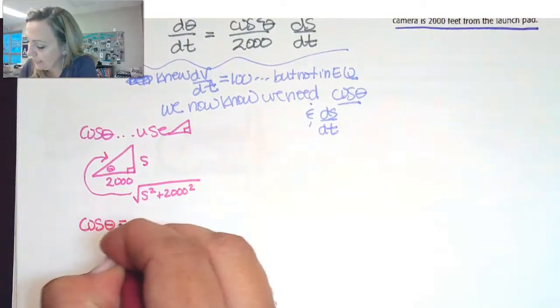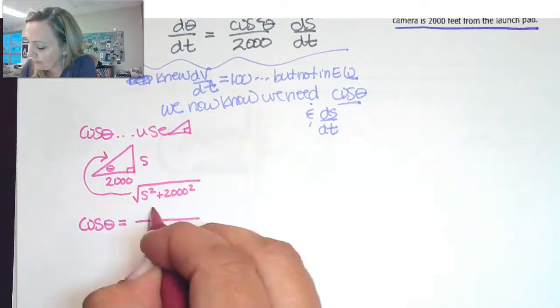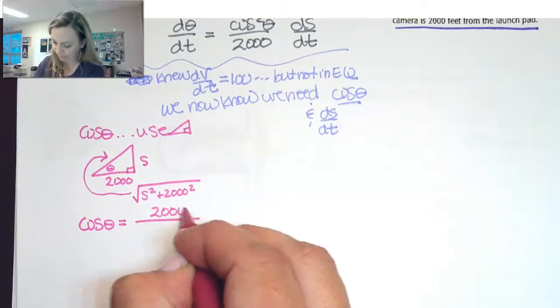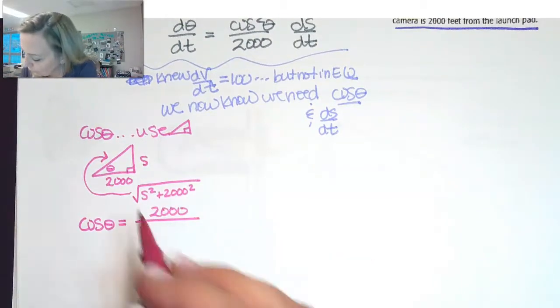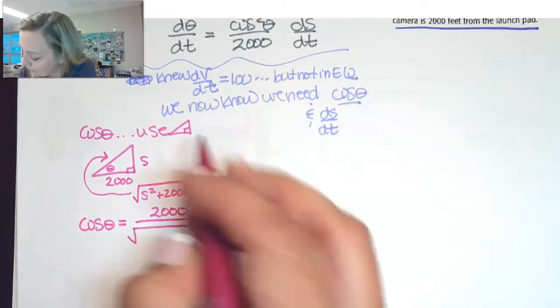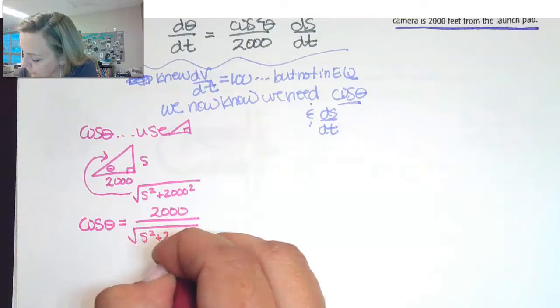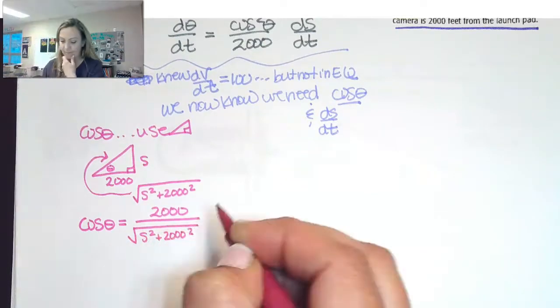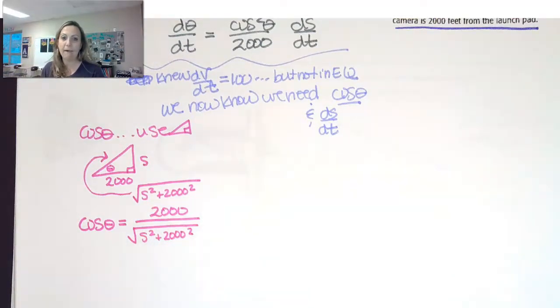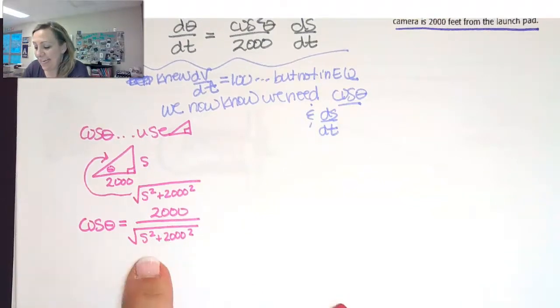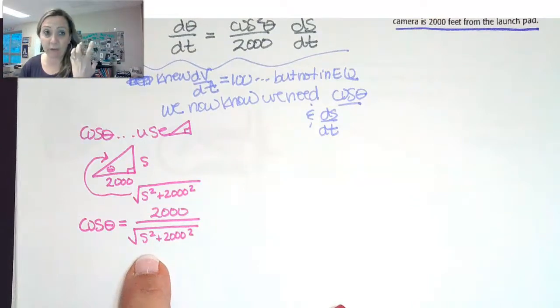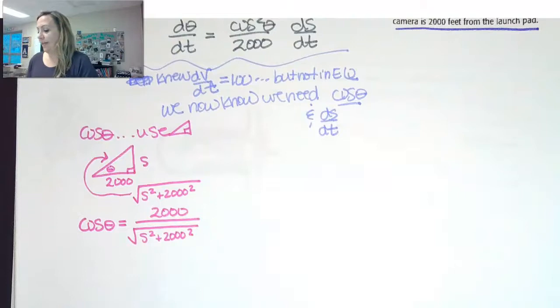So let's do that with cosine theta. Cosine theta is going to be our adjacent, which is 2000, over the square root of s squared plus 2000 squared. The problem here is that we seem stuck again because we want a value for cosine theta, but we need s. So it looks like we're kind of stuck, right?